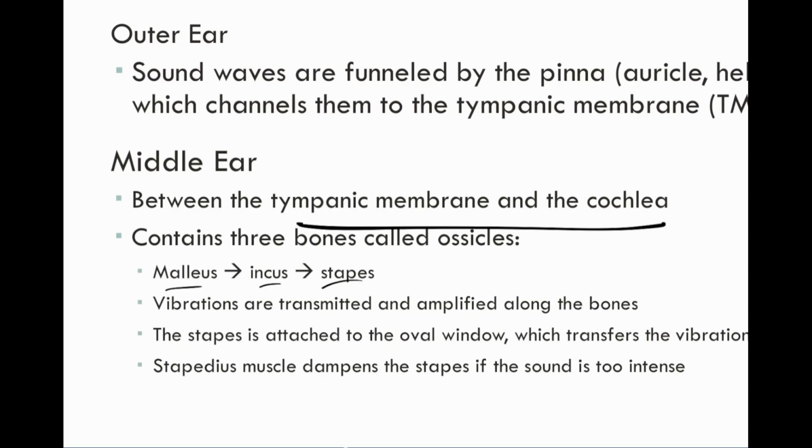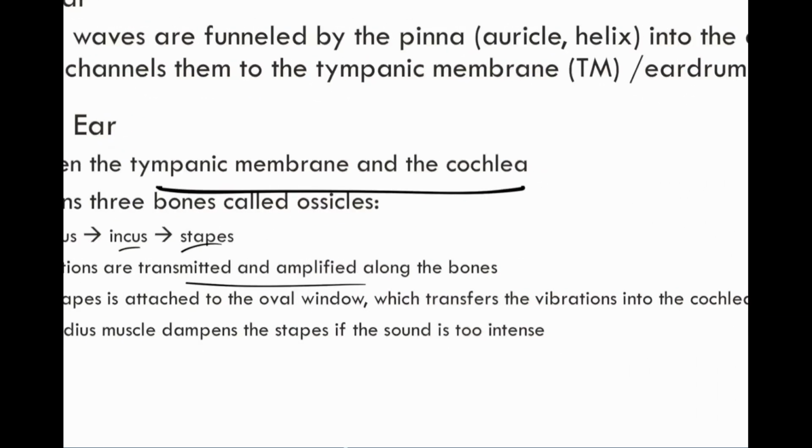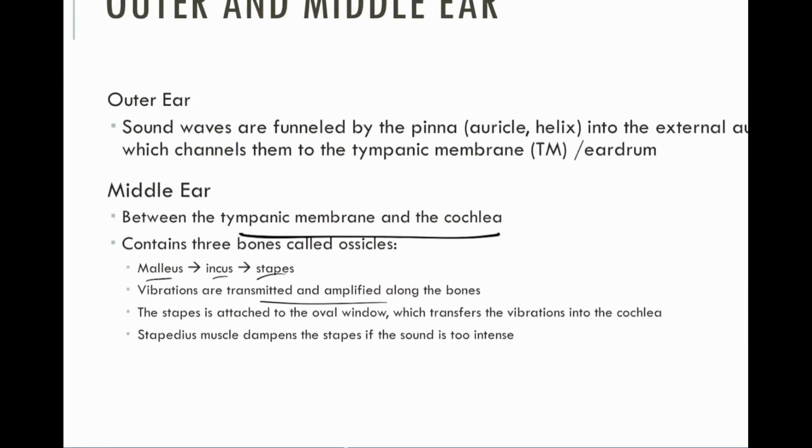So, I'm talking to you, the sound is causing a vibration in the ear, and these vibrations are transmitted and amplified along those bones. Okay? The stapes is attached to the oval window. The big thing I want you to know is the purpose of the stapedius muscle. The stapedius muscle is like a control. If the sound gets too loud, the stapedius muscle can get activated and dampen the vibration so the sound isn't so loud. So that's what the stapedius muscle is for.